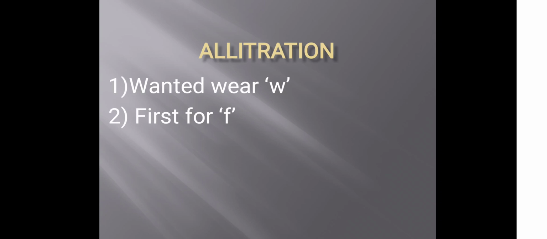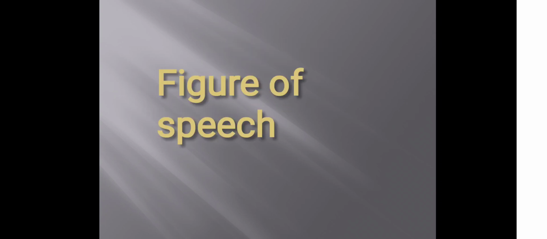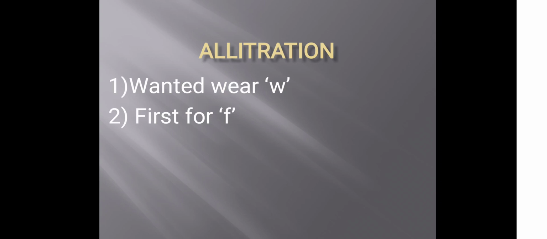And let's see the alliteration. I have chosen some examples from the poem. You can also find out from the poem if you wish. So I have taken "wanted wear". Here the sound of w is repeated. "Wanted wear." And the next is "first for". The sound of f is repeated here. So this is alliteration.